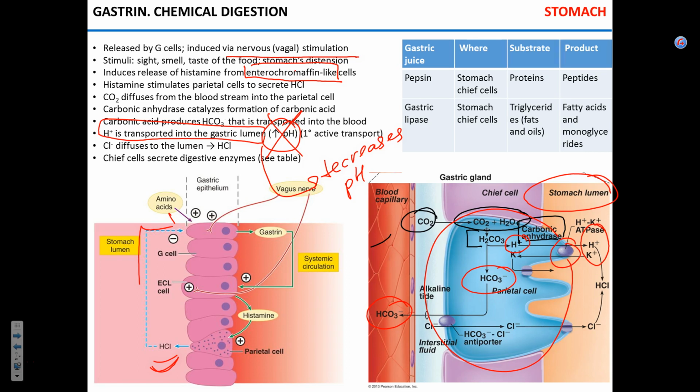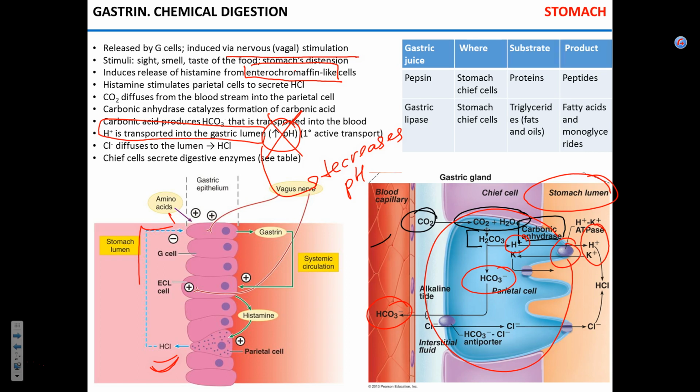Which enzyme facilitates that reaction? Carbonic anhydrase. Carbonic acid, H2CO3. What does it dissociate into? Hydrogen and bicarbonate. Bicarbonate goes where? Into blood. Hydrogen goes where? Stomach lumen. And it goes into the stomach lumen how? By active transport, by pump.